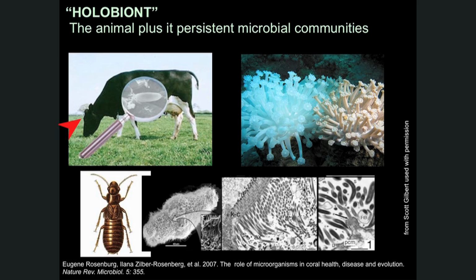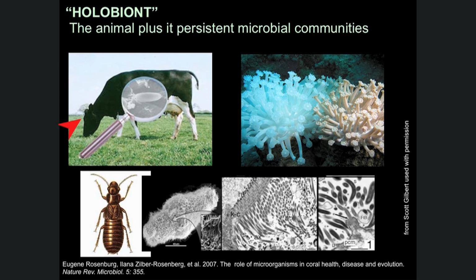We have over there, we have a cow. Lynn used to like to say that a cow was a 40-gallon fermentation tank on 4 legs. A cow ingests grass, but it cannot digest grass. It relies on its microbial community in its rumen to do that work for it. So what is a cow without its microbial community? It's a dead cow.